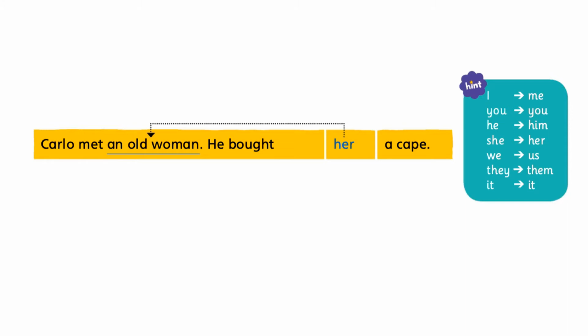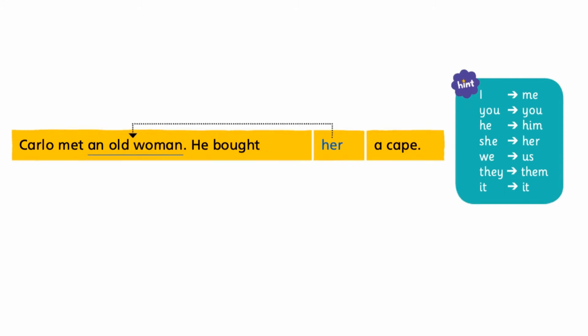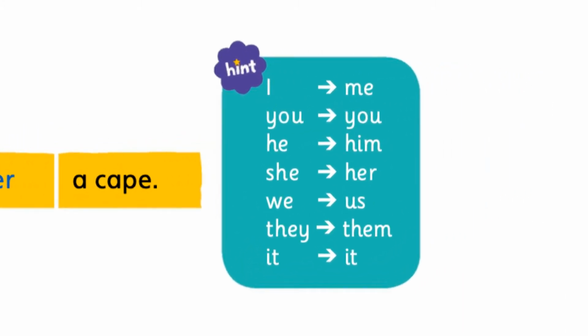Look at the grammar table. Here we have the hint box. I, me, you, he, him, she, her, we, us, they, them, it.